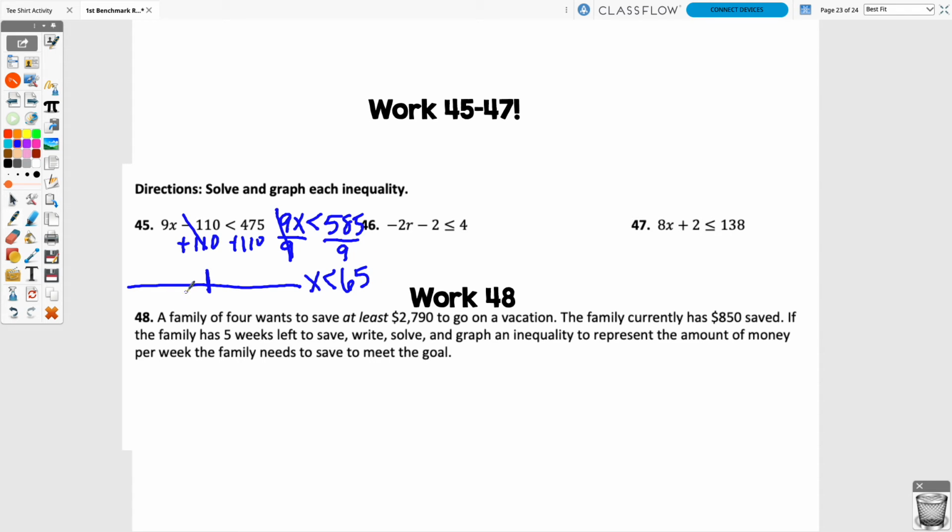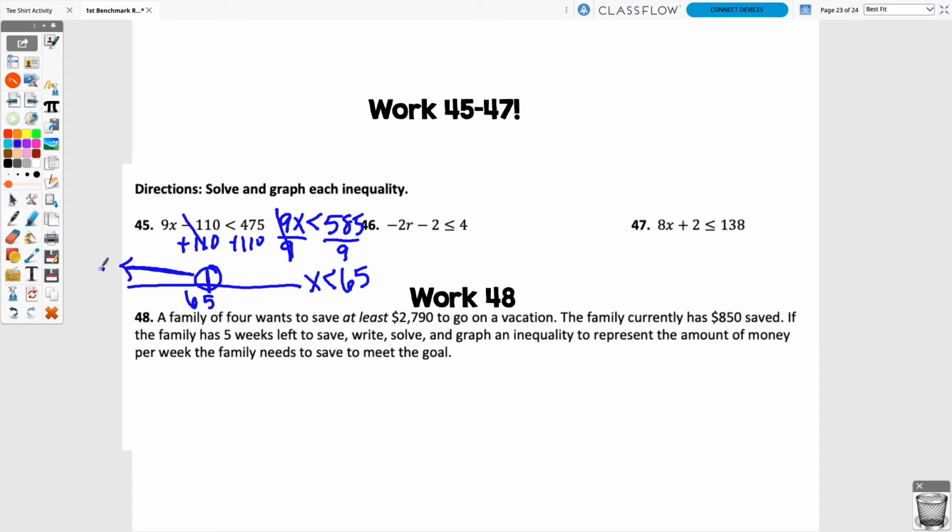So I know I need to show 65 on my number line. Do I need an open or a closed circle? Open, because it's strictly less than. It's not less than or equal to. And then right or left? All of these numbers would be less than 65. Okay, 46. Negative 2r minus 2 is less than or equal to 4.